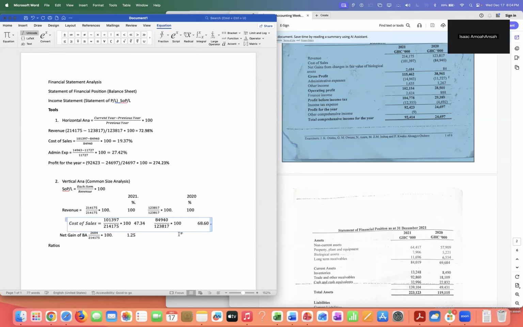Okay. Then we can do the 2020 biological asset. We can work for 2020. We have 84 divided with 84,940 times 100. What do we get here also? 0.07%. All right. Not 0.09.